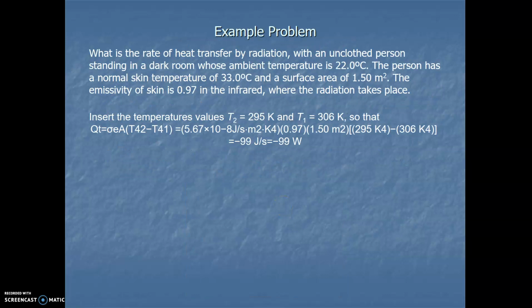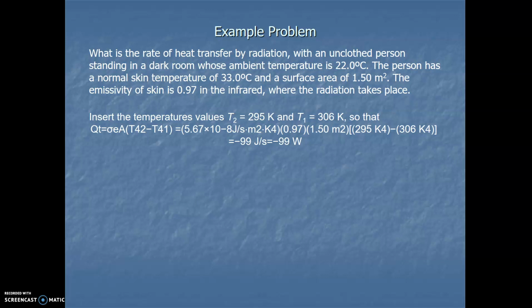So what is the rate of heat transfer by radiation for an unclothed person standing in a dark room whose ambient temperature is 22 degrees? The person has a normal skin temperature of 33 degrees, and the surface area is 1.5 square meters. The emissivity of skin is 0.97 in the infrared, where radiation takes place.